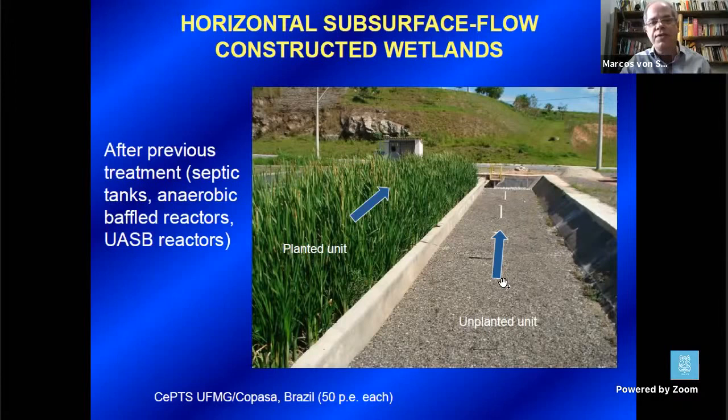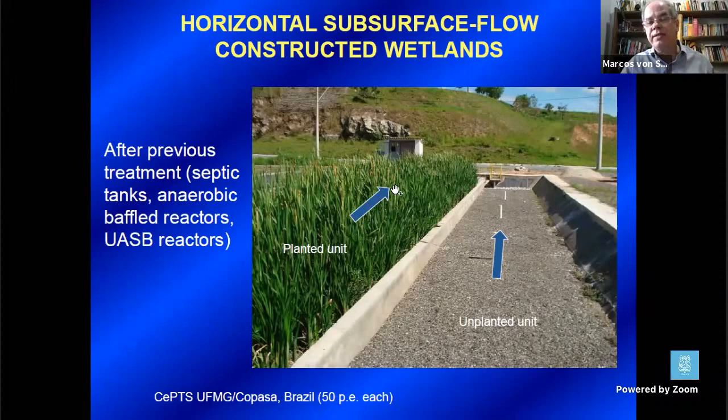It takes about 1.5 square meters per inhabitant. So this is basically a filter. This is a horizontal filter without plants. The level of the wastewater is below the surface here. You don't see anything. And here's a filter with plants. So that's the actual wetland. We need plants to call them wetland. So they are beautiful as they are here.